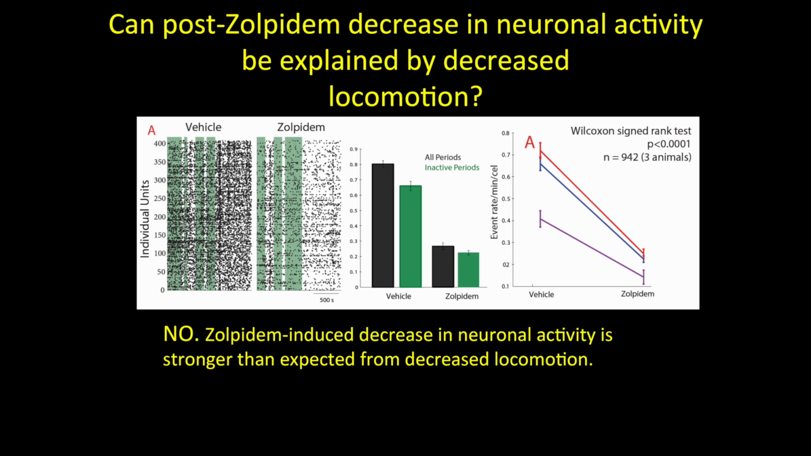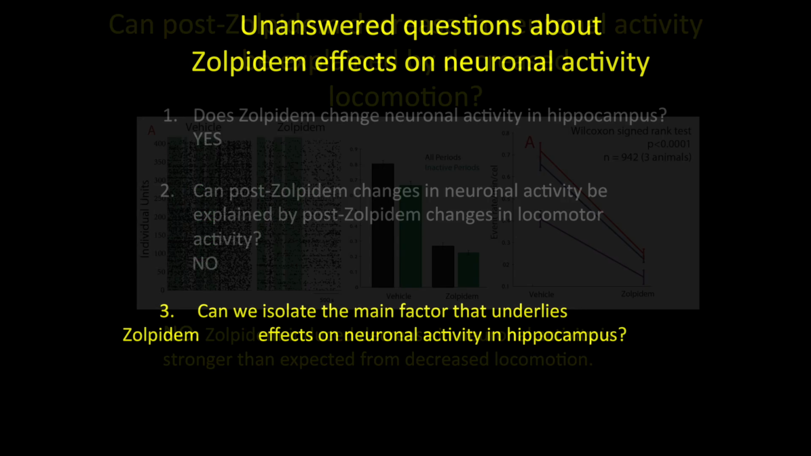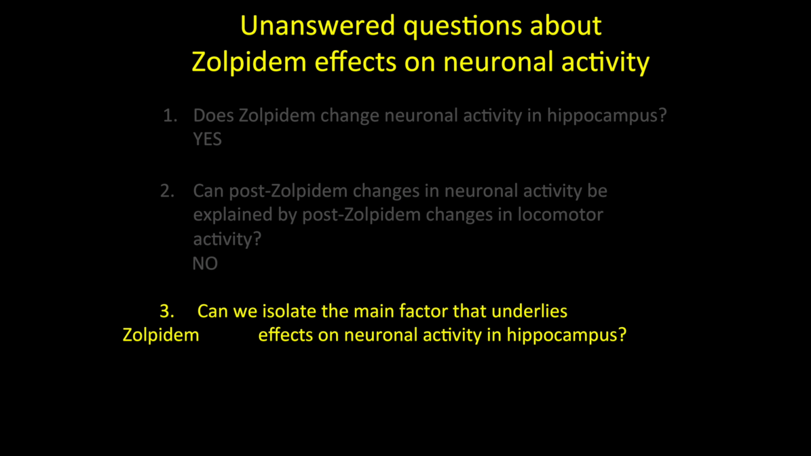Our general answer is that it does not seem to be the case that Zolpidem-induced decrease in neuronal activity is stronger than expected from decreased locomotion. So the final point of this talk, and I'm just going to focus on one aspect of the experiments that we've done. The experiments were aimed at trying to isolate the main factor that underlies Zolpidem effects on neuronal activity in the hippocampus.